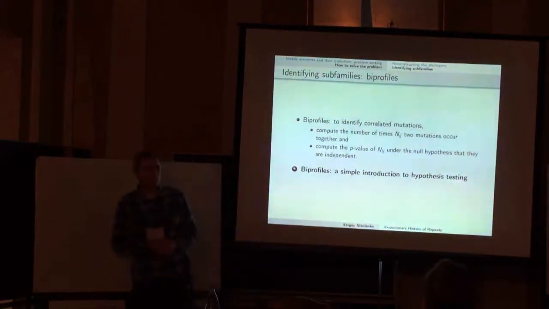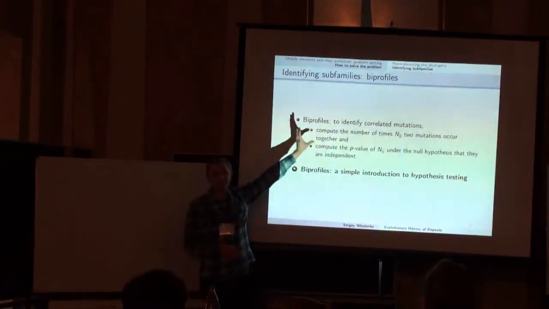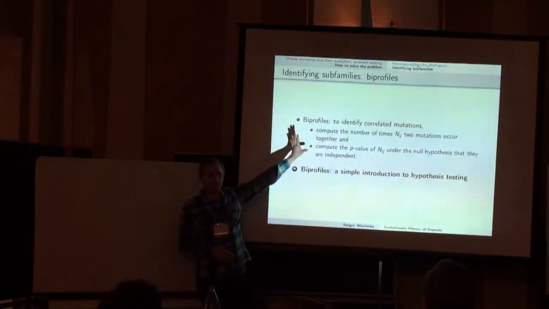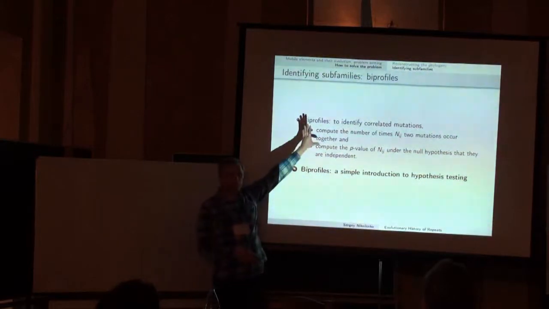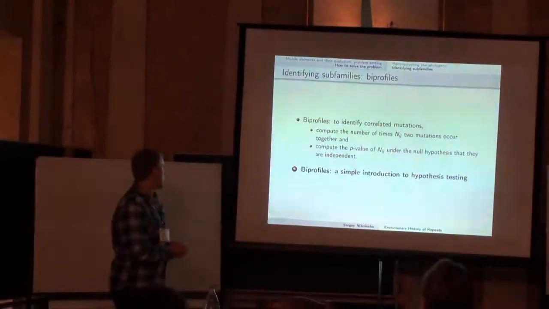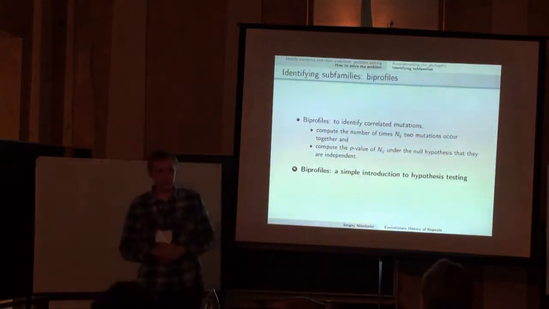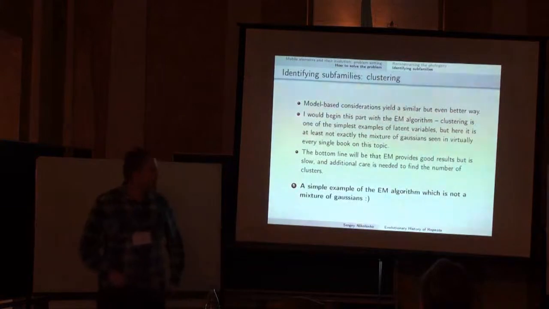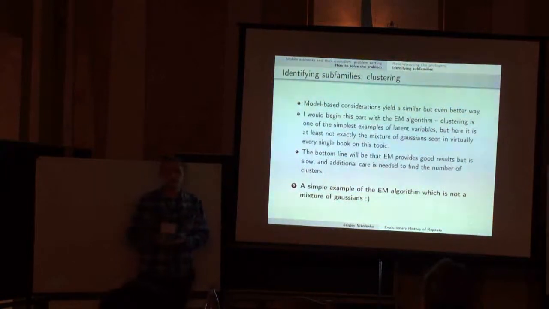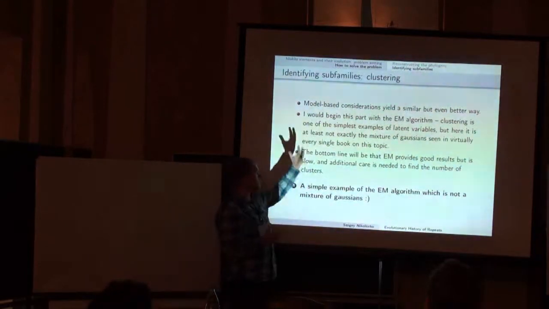So again, this is like the most basic application of statistical testing you can imagine, but it is a valid way to tackle our problem, and while it is probably not the best way, it still identifies reasonable subfamilies. So point number 4 is that biprofiles yield a simple introduction to statistical hypothesis testing. But this non-parametric technique did not use our probabilistic model, our generative model for these subfamilies. So maybe we can use it and get better results.